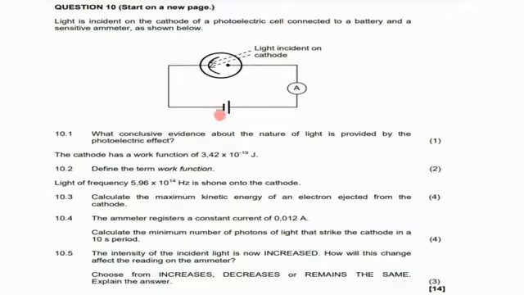That's how we define it. And then here we are given that light of frequency 5.92 times 10 to the exponent of 14 hertz is shone onto the cathode. Then 10.3 says calculate the maximum kinetic energy of an electron ejected from the cathode. So here we must calculate the maximum kinetic energy of the electron ejected from the cathode. To answer that, our formula is E equals the work function plus EK max. So this is where we get to use the formula now.